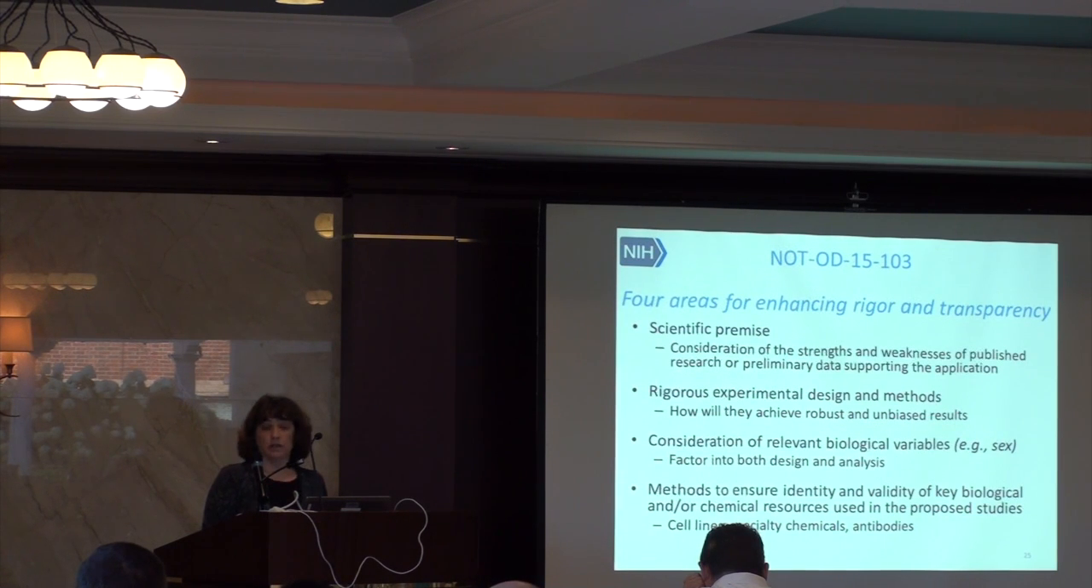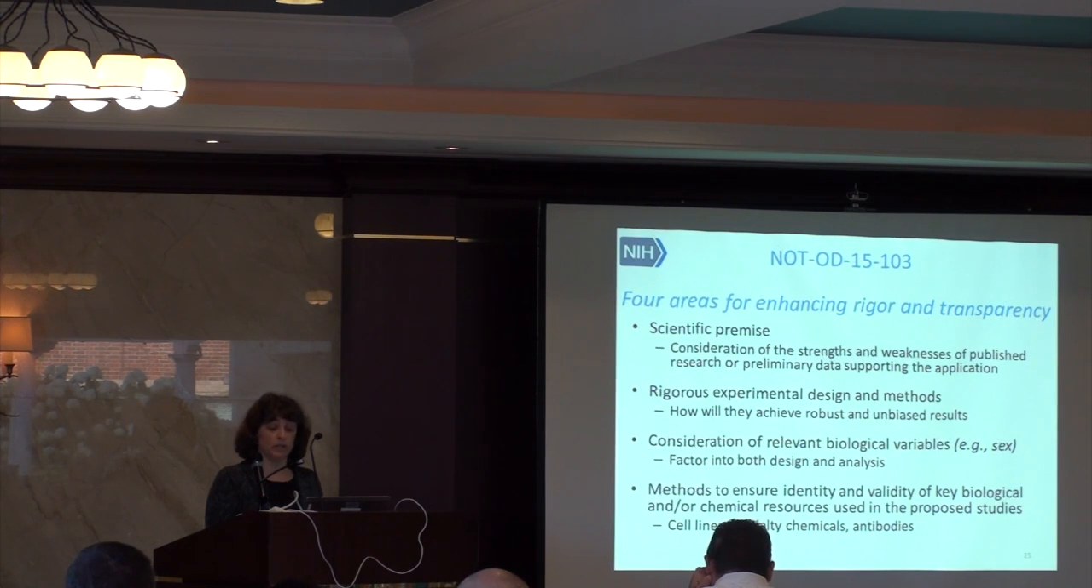And there are 4 areas that have been focused on. One is the scientific premise, so you want to make sure that strengths and weaknesses of the published research on the data that you're considering really support what you want to do. And additionally, you want to make sure that the preclinical data have a rigorous experimental design and rigorous methods, and these also apply for clinical applications to make sure that people are designing their trials to meet these criteria.